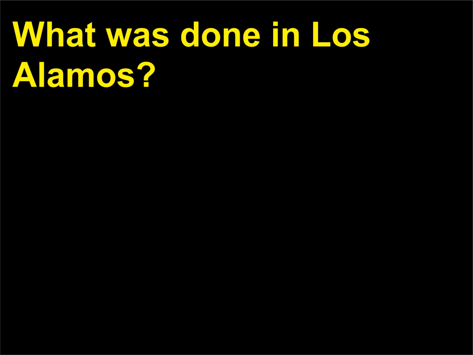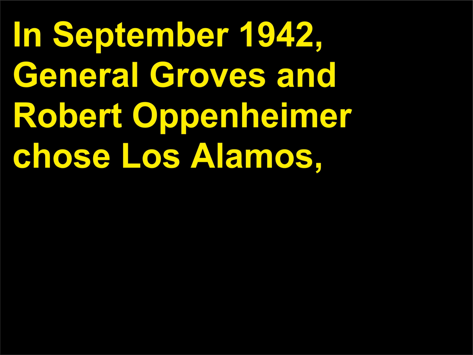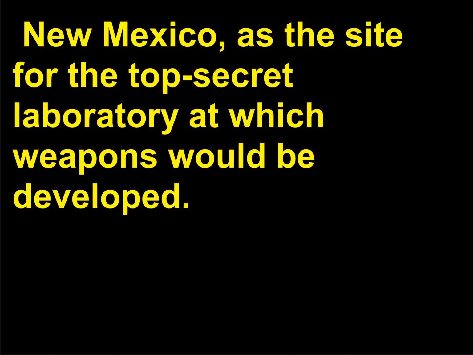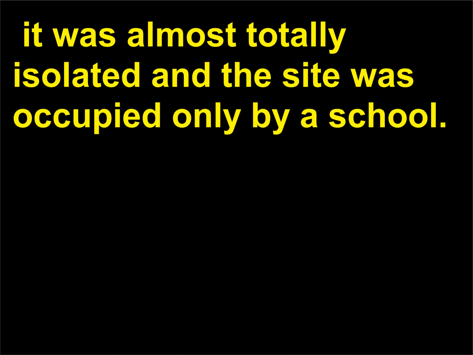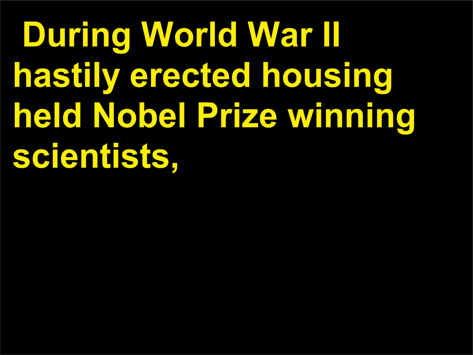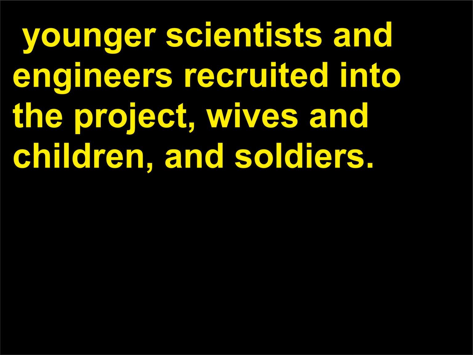What was done in Los Alamos? In September 1942, General Groves and Robert Oppenheimer chose Los Alamos, New Mexico, as the site for the top-secret laboratory at which weapons would be developed, 35 miles northwest of Santa Fe. It was almost totally isolated and the site was occupied only by a school. During World War II, hastily erected housing held Nobel Prize-winning scientists, younger scientists and engineers recruited into the project, wives and children, and soldiers.